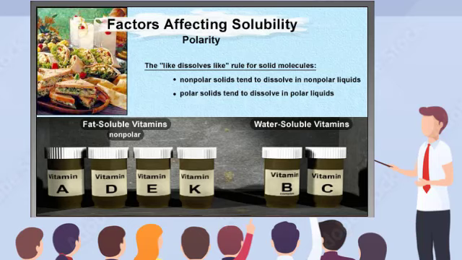Fortunately, a balanced diet generally does not lead to toxic concentrations. In contrast to the fat-soluble vitamins, the water-soluble vitamins, vitamin B complex and vitamin C, are polar. Therefore, they do not dissolve in fatty tissue. Instead, excess water-soluble vitamins dissolve in water, and they exit the body through the urinary tract.